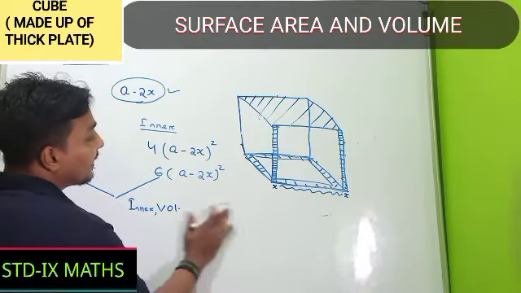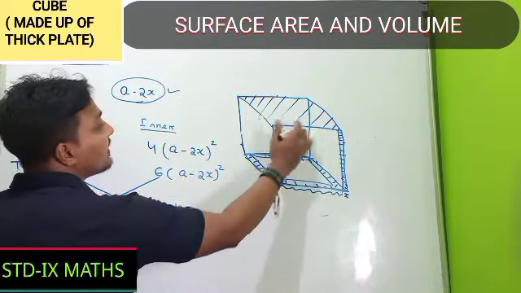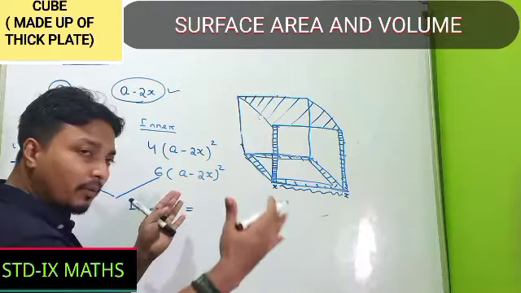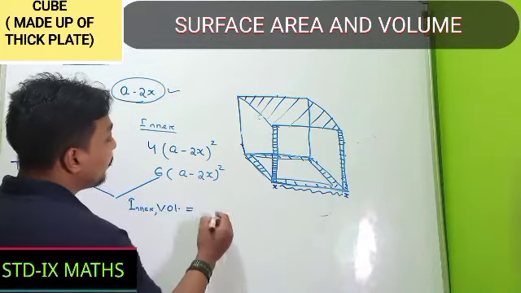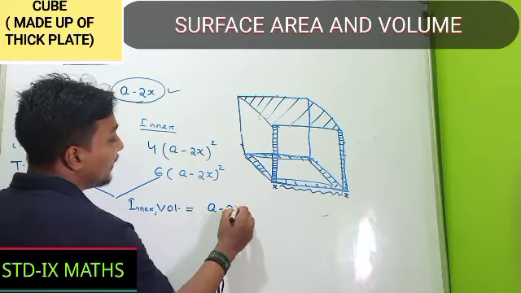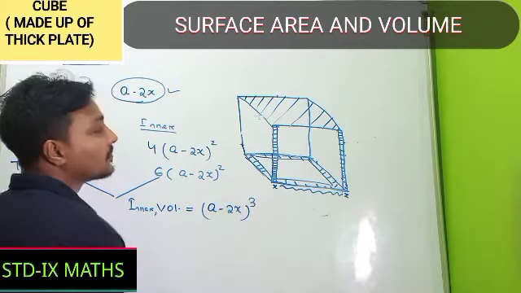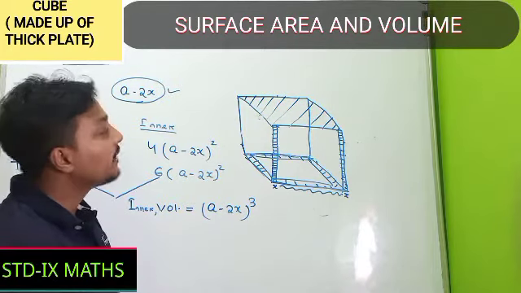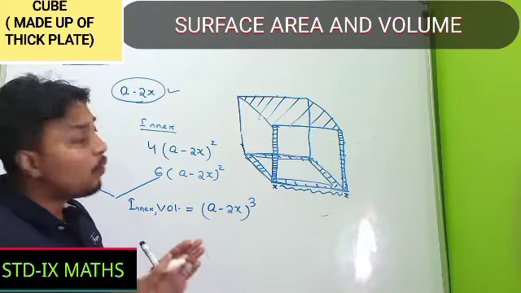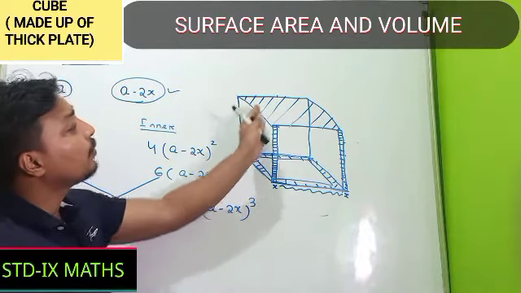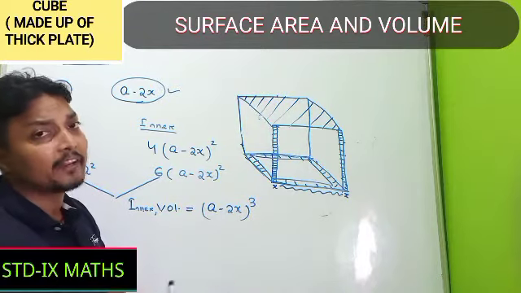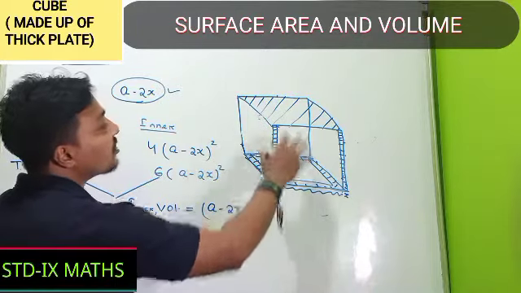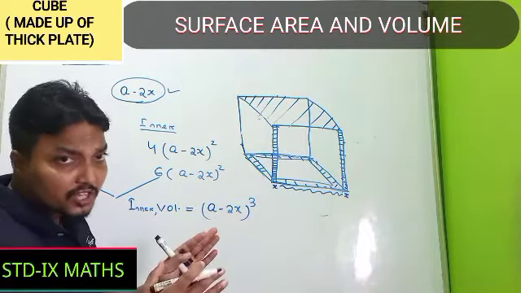So remember, inside its volume will be, outer volume will be a cube, inside volume will be a minus 2x its cube. Ready? And whenever you are asked to find out the volume of the iron, otherwise the volume of the gold, otherwise the volume of the silver, that will be required to make a structure just like this.